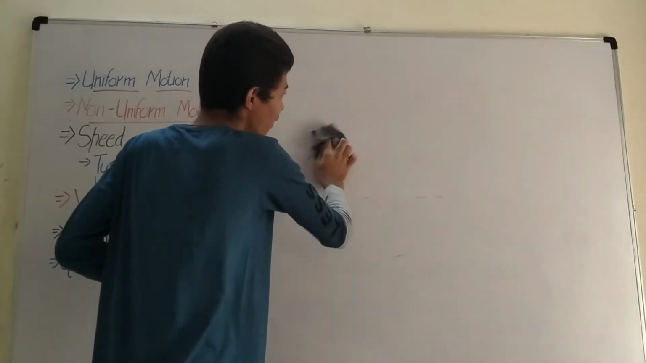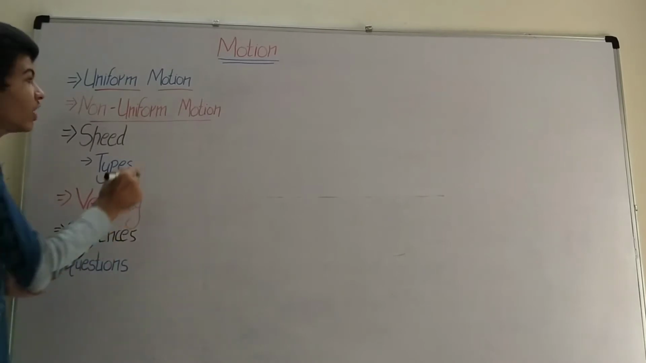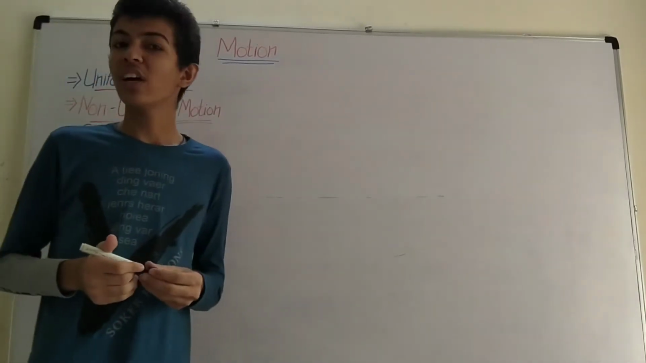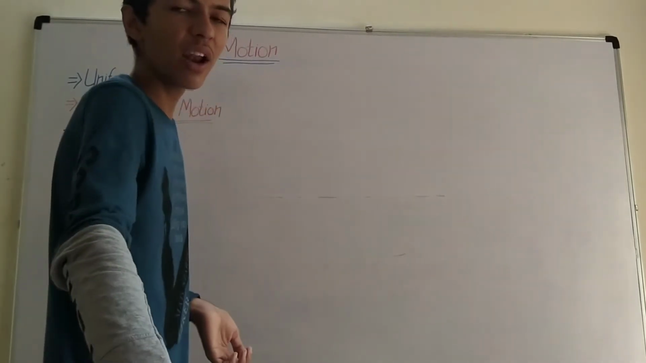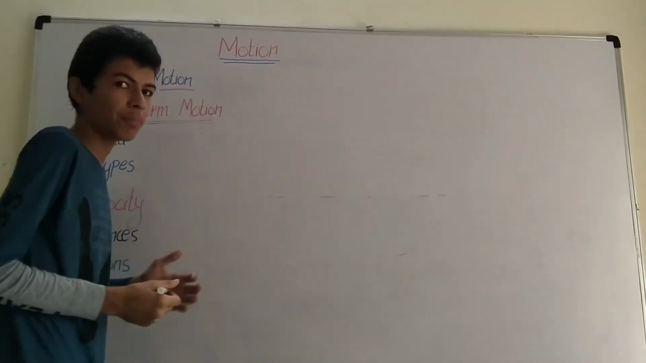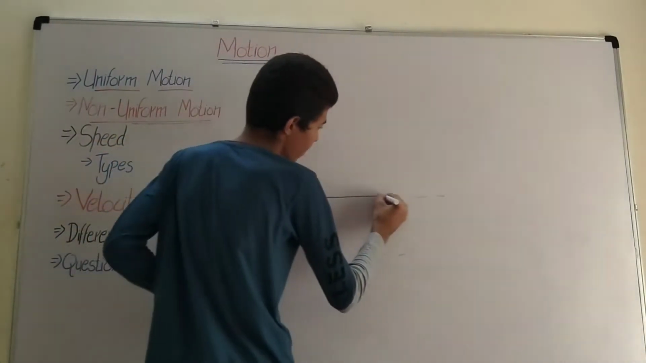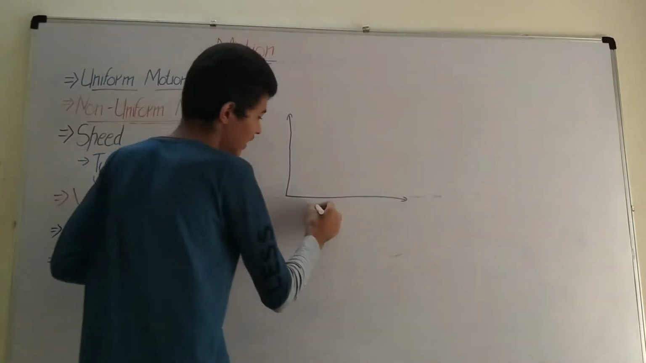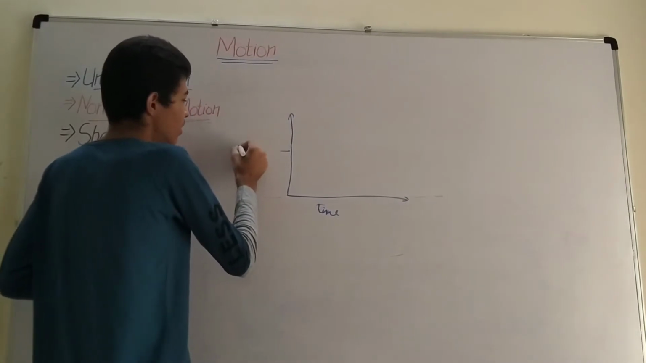So this was what uniform motion is. Now let's move to non-uniform motion. So what is non-uniform motion? When a body does not cover an equal distance in an equal interval of time. So this is the graph, and here we have the time, and here we have the distance.